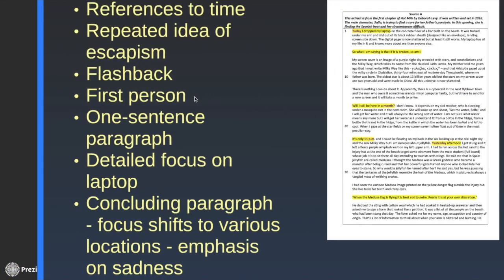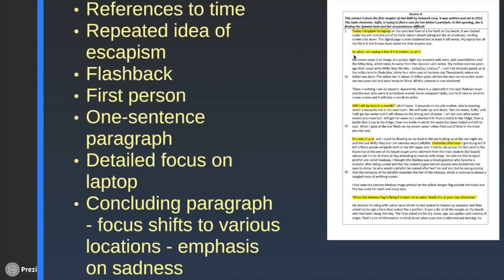You could discuss the fact that it's written in first person. First person is always quite an easy thing to discuss because when things are written in first person, it's easy for you, as a reader, to view, I suppose, how that person is feeling. So because it's written in first person, she is telling us her inner thoughts and feelings. So that is key to understanding how she feels about her father's illness at this point in time.